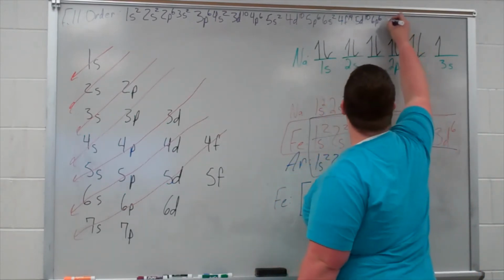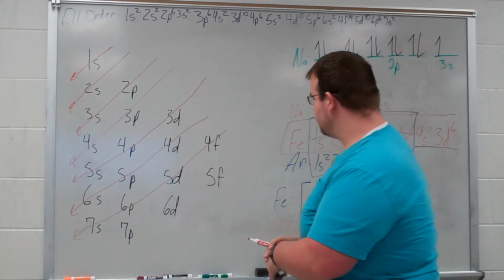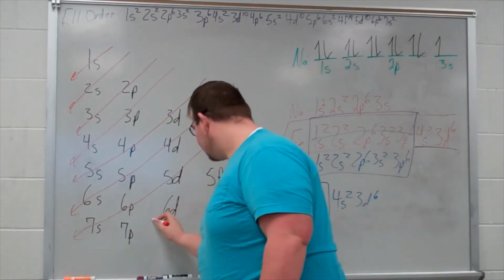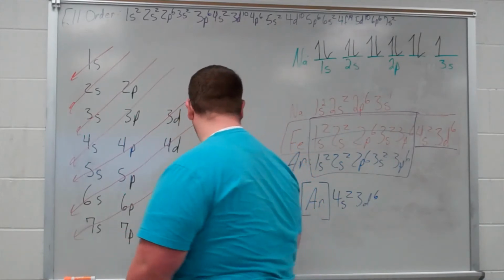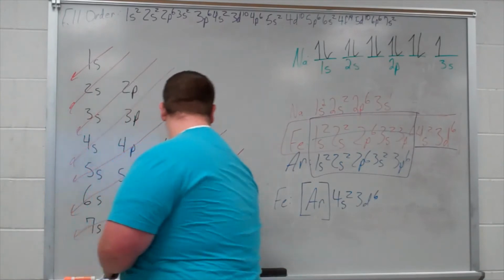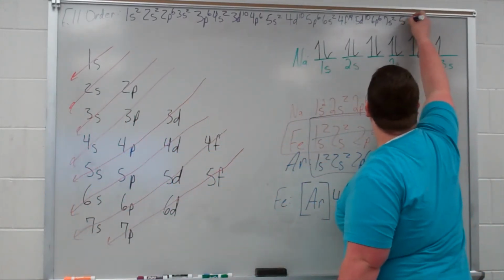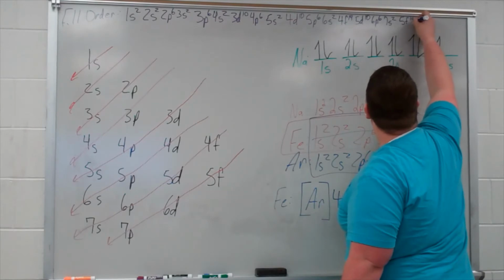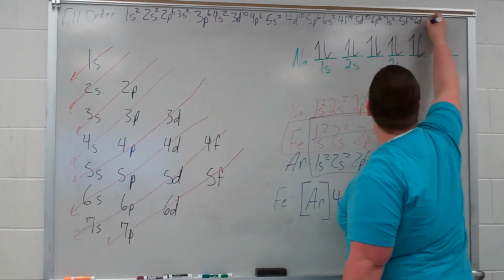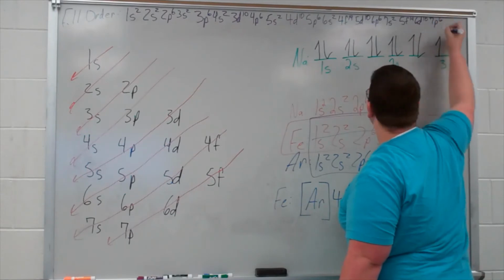6p6, and 7s2. Then we finish off with 5f, 6d, 7p. So then we go to 5f14, 6d10, and 7p6.